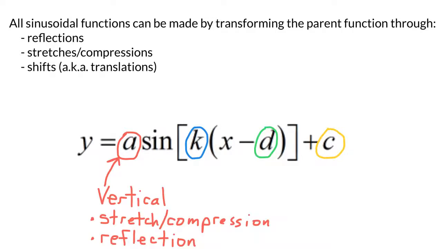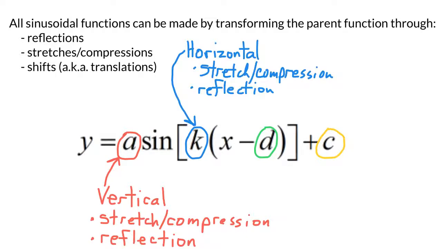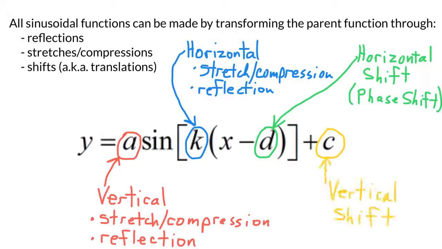The lead coefficient, called A, tells you the vertical stretch or compression, or if the function is reflected. K tells you the horizontal stretch or compression or reflection. The value of D tells you the horizontal shift, so whether it's being moved left or right. This is also called a phase shift. And C tells you the vertical shift, whether it's going up or down. So for any sinusoidal function, you can start with your parent function and just apply these different transformations to it.